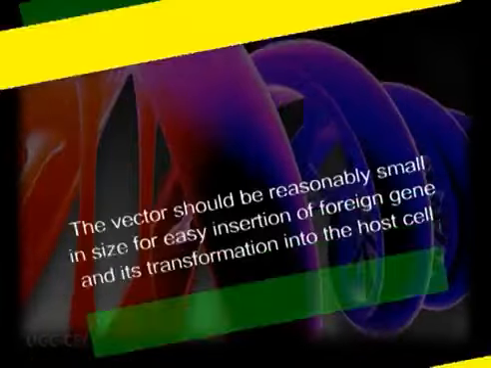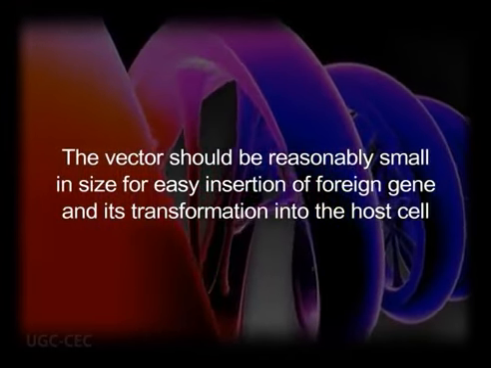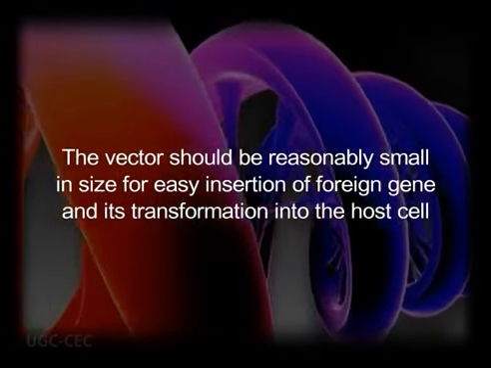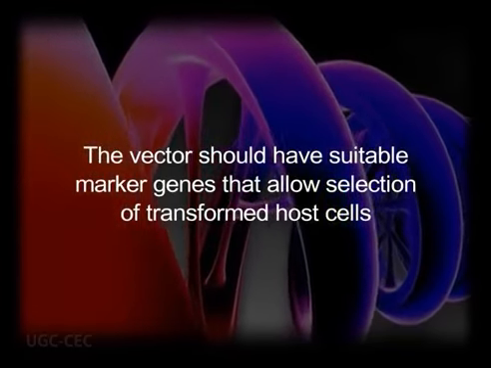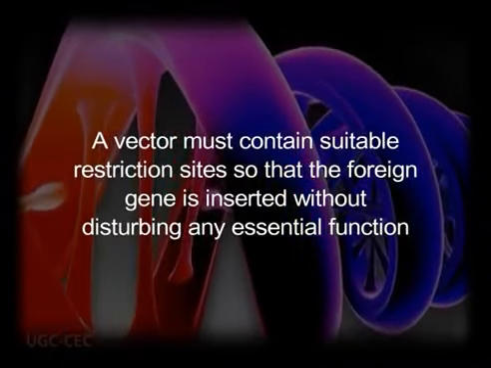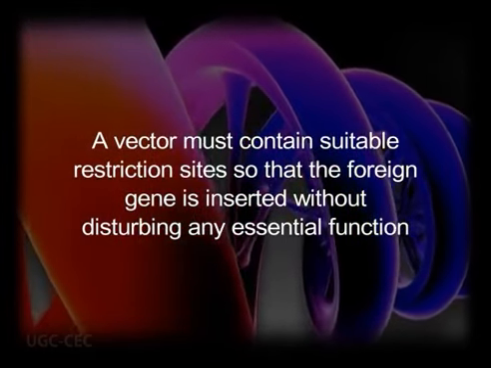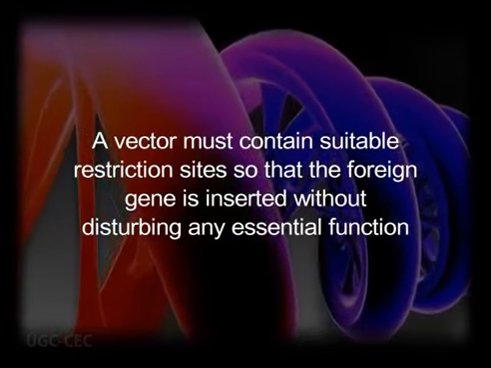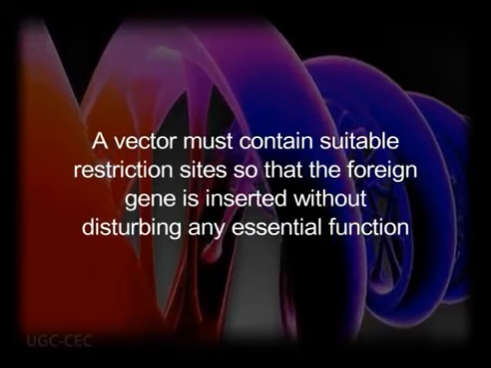Number 2, the vector should be reasonably small in size for easy insertion of the foreign gene and its transformation into the host cell. Number 3, the vector should have suitable marker genes or selectable markers that allow selection of transformed host cells. Number 4, a vector must contain suitable restriction sites for as many restriction enzymes as possible, so that the foreign gene is inserted without disturbing any essential function of the vector.